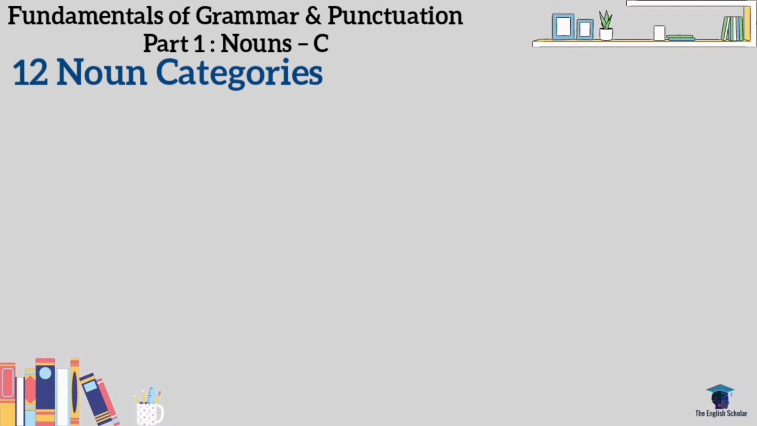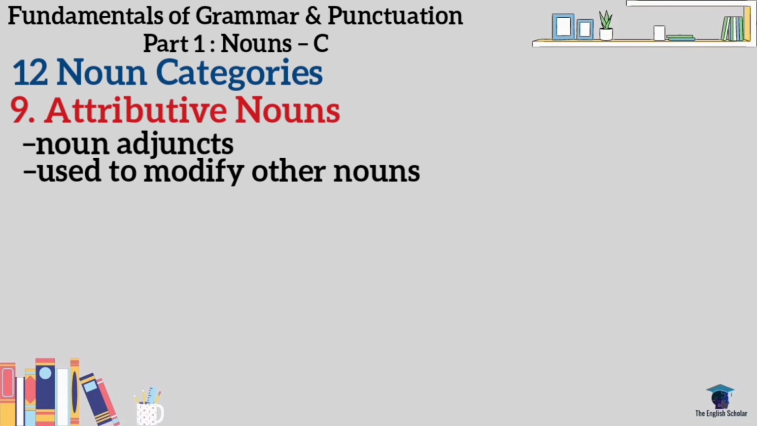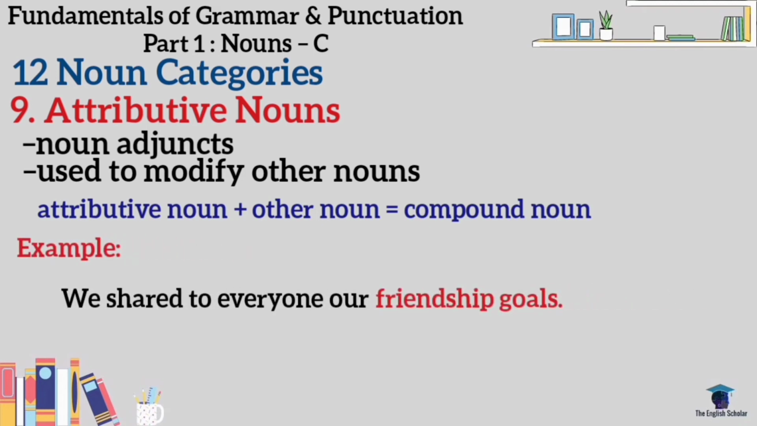Let's have the ninth one. Attributive nouns. Attributive nouns, also called noun adjuncts, are nouns that are used to modify other nouns. The resulting phrase is called a compound noun. For example, we shared to everyone our friendship goals. The term would be friendship goals.